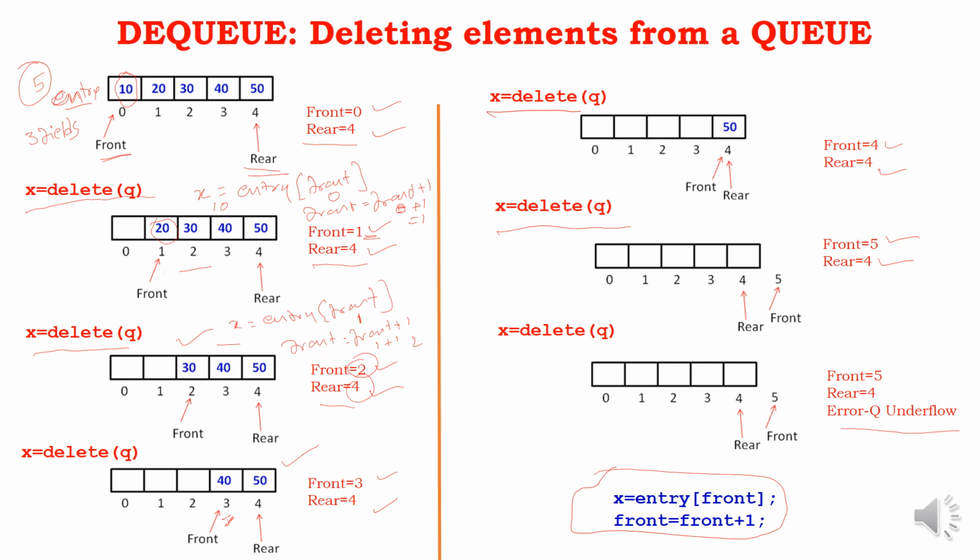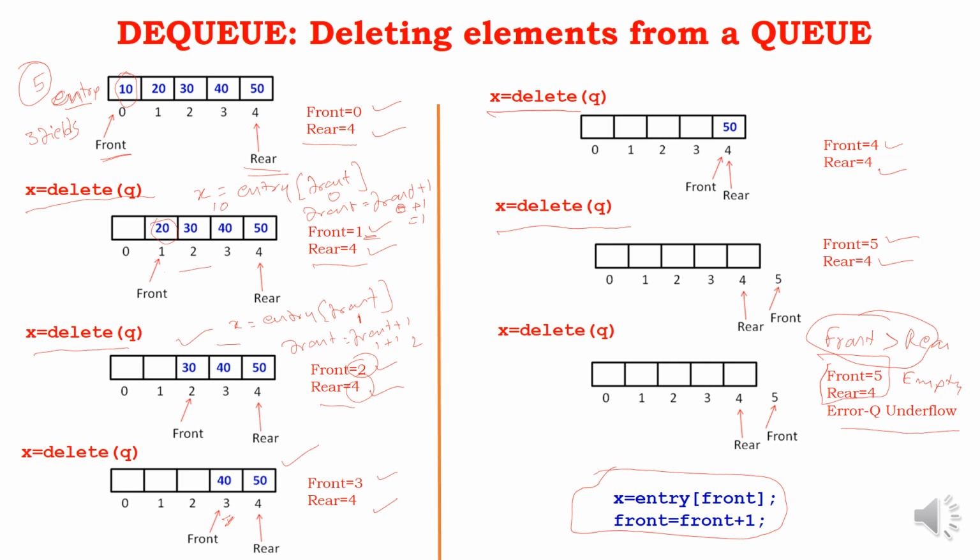See here, once you delete all the elements, front is 5, rear is 4. Front is greater than rear. So front is greater than rear means Q is empty. If you want to check whether Q is empty or not, you have to check whether front is greater than rear. If front is greater than rear, Q is empty.